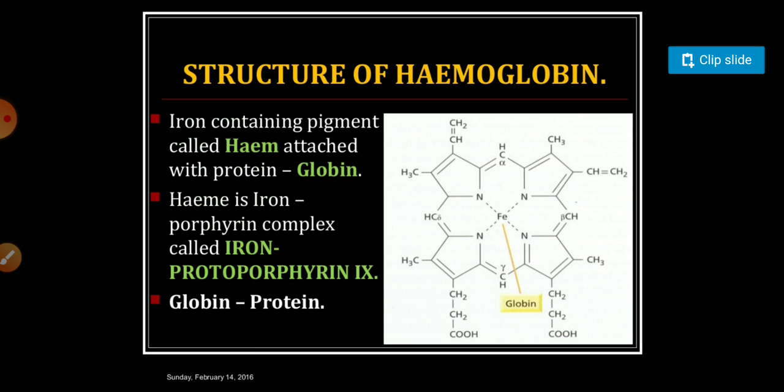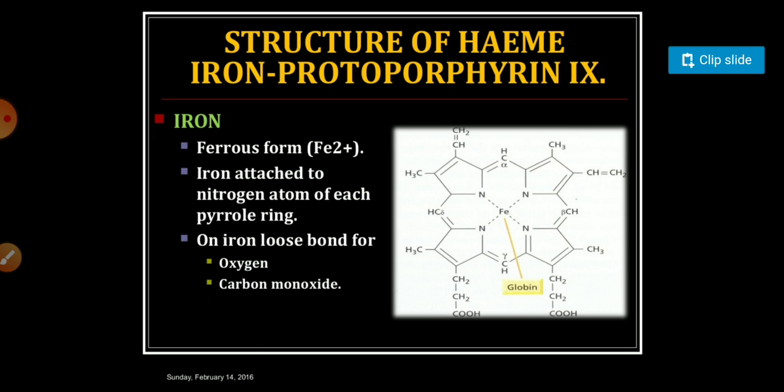So this is the structure of hemoglobin. The iron containing pigment called heme is attached to the protein globin. The heme is an iron porphyrin complex called iron protoporphyrin 9, and the globin protein. So here you can see in this diagram, the iron is present in the Fe2+ oxidation state, attached to the nitrogen atom of each pyrrole ring. On the ring, a loose bond from the oxygen and carbon monoxide.